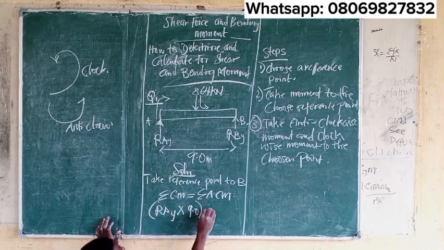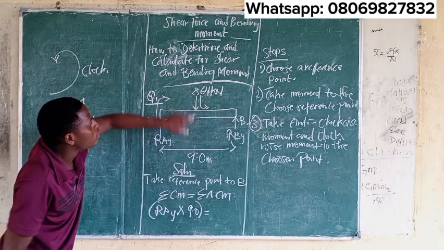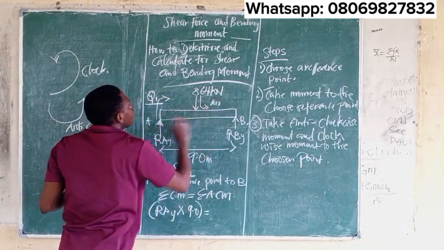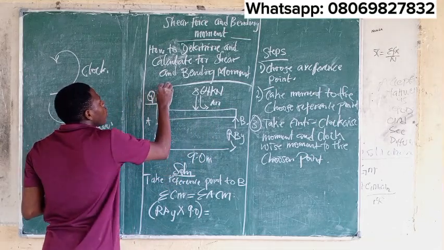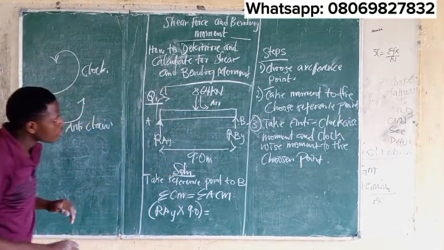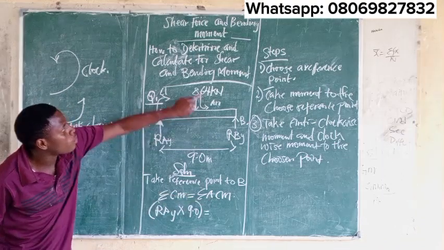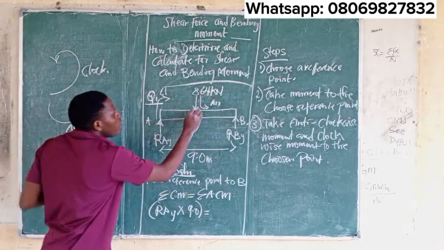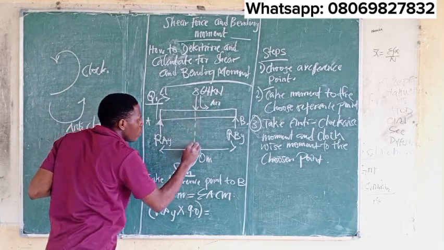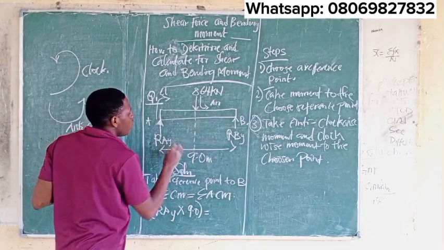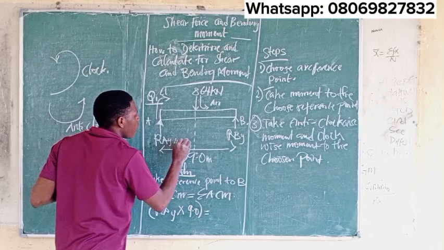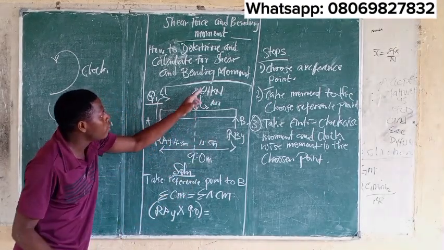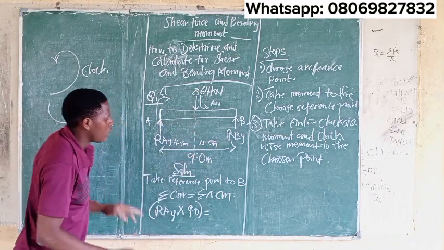And this is equal to the sum of the anti-clockwise. We know that this is anti-clockwise, so you can label this to be anti-clockwise, then you can label this to be clockwise. Anti-clockwise, we have 864. And what is the distance? We know that from this point down to this point, this is 9. So half of this will be 4.5 and this will be 4.5. So we are taking from this point down to this point.